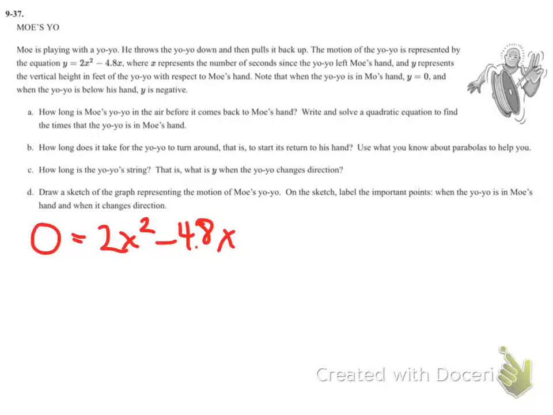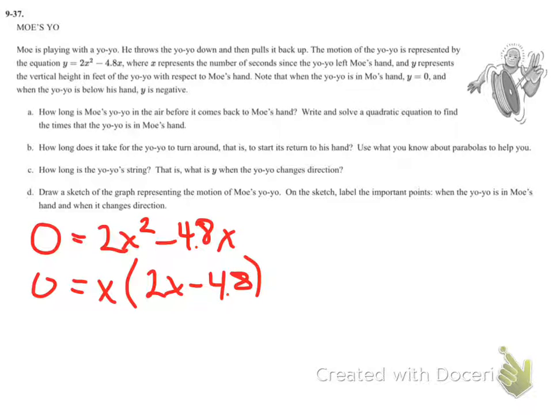There are several ways I could solve this now. I could do the quadratic formula, or I could do factoring. I'm going to factor this one because as I look at it, there's a greatest common factor of x that I can take out of both. So I factor this into x times (2x minus 4.8) equals 0.